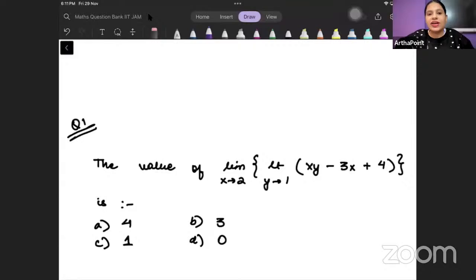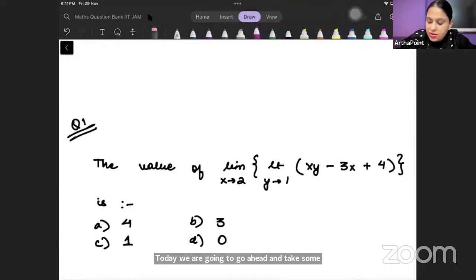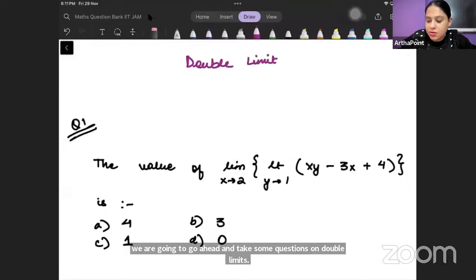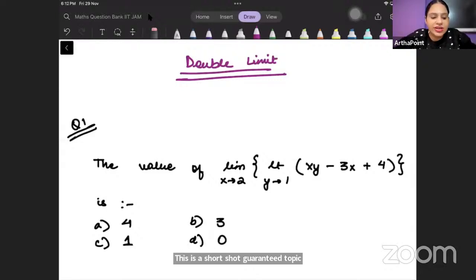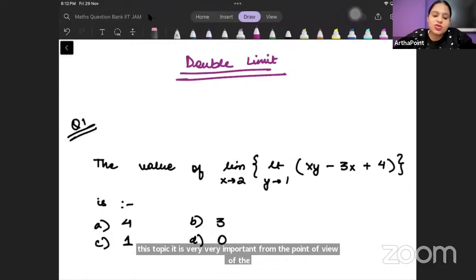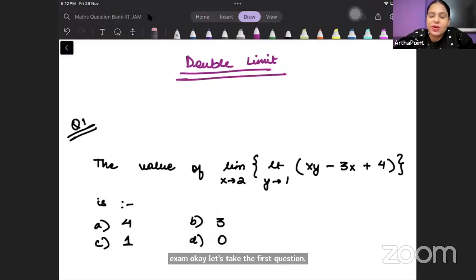Today we are going to take some questions on double limits. This is a sure shot guaranteed topic asked in the exam, and no one should skip this topic. It is very, very important from the point of view of the exam. Okay, let's take the first question. You try and do it with me. We'll begin easy and then we'll go towards the tougher questions also.